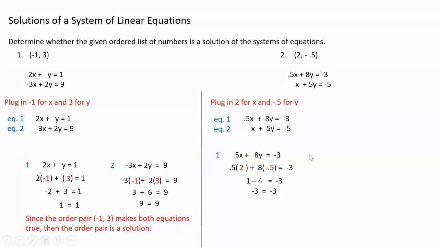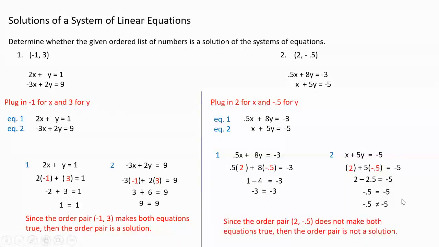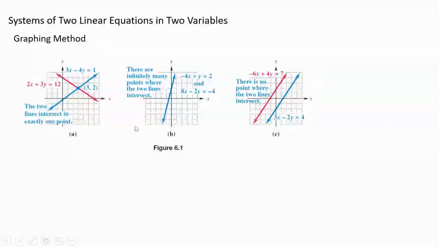So then we proceed to the second equation, and we plug in 2 for x and -0.5 for y. This gives us 2 minus 2.5, so -0.5, which does not equal -5. So this is not true, which means that the ordered pair (2, -0.5) does not make both equations true. Then the ordered pair is not a solution. So number 1 was a solution, and number 2 wasn't. That's how you can check your work when you solve by graphing, substitution, and elimination methods.